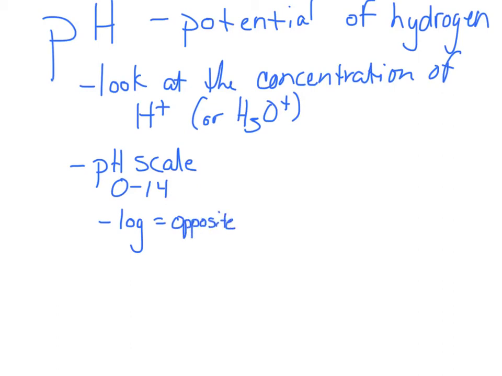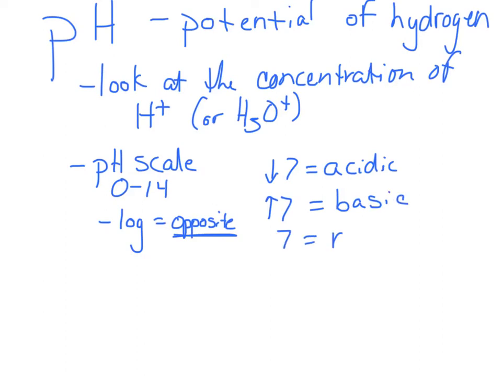So on the pH scale, a very low number, so something less than 7, is going to be considered acidic. But that means, since we're dealing with opposite, that we have a lot of H plus ions floating around. So a lot of H plus ions mean a small pH number. Then above 7 is considered our basic solutions, and 7 is our neutral solutions.